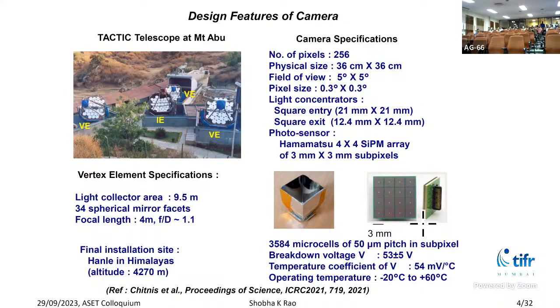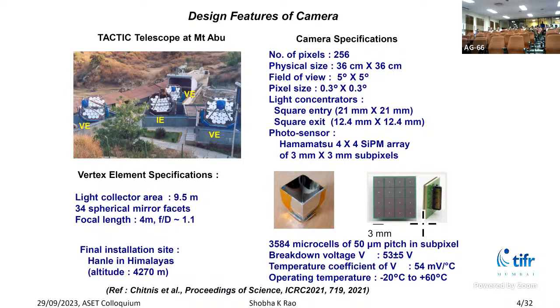Now, after completion of tests at Mount Abu, we will shift this telescope to Hanle in Ladakh. This is the place where we are operating the HAGAR telescope array, and this is a high altitude place. Its altitude is about 4.3 kilometers. Now, the advantage of a high altitude place is that we can detect gamma rays with lower energies compared to what we can detect on mountains.